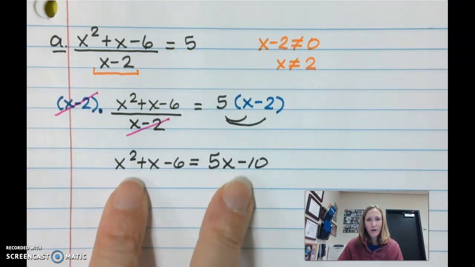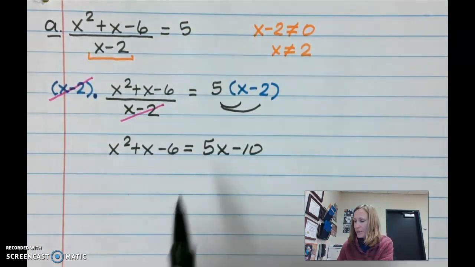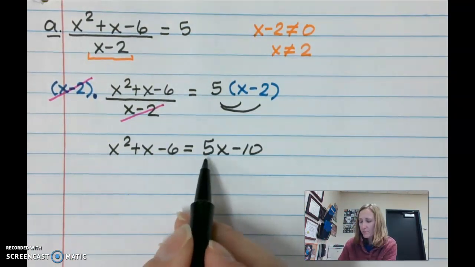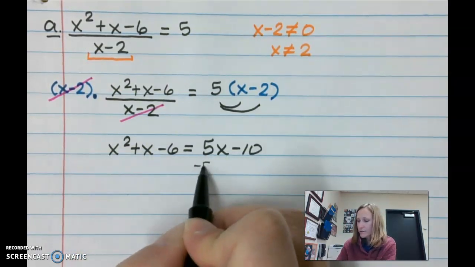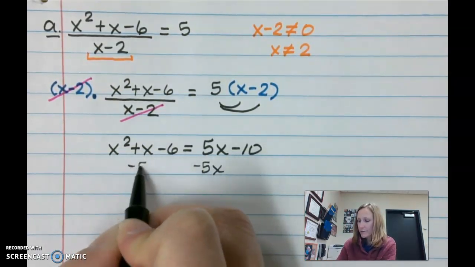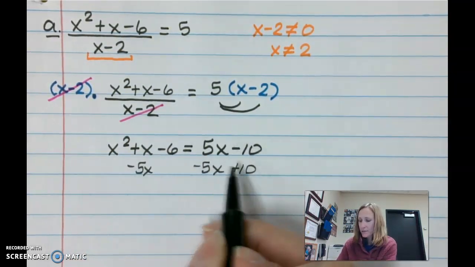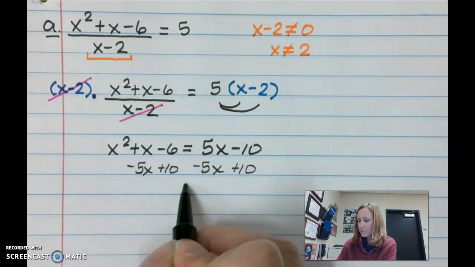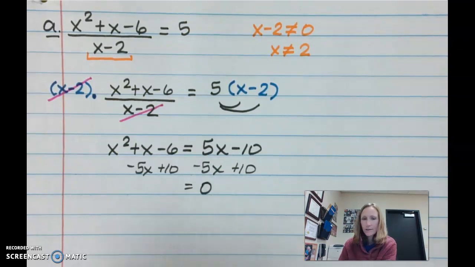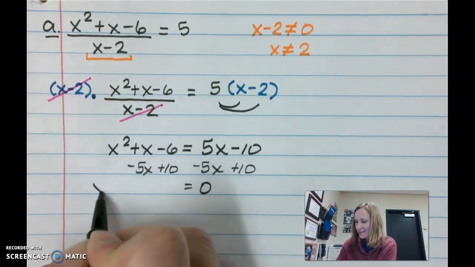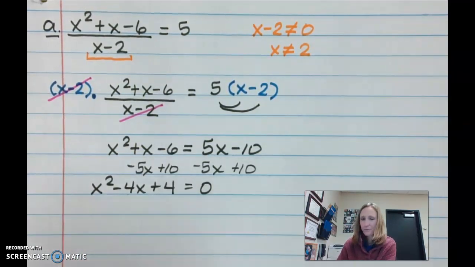Now I'm left with a quadratic equation. This is something that we've worked to solve many times before. So the first thing I'm going to attempt to do is make my equation equal 0. I would prefer to leave this x squared here, so I'm going to move these x's to the other side. I'm also going to add 10 to make this become 0. So 5x minus 5x is 0, negative 10 plus 10 is 0. There was my goal. So I now have x squared minus 4x plus 4.